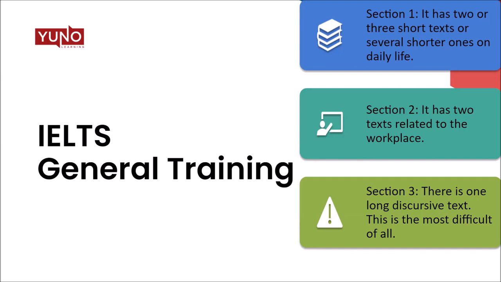In section 3, there is one long discursive text. It's a longer one. This is the most difficult one for the general training students. It can be taken from a novel, from a magazine. So you should be in the habit of reading. Start reading the newspapers, novels. It'll be easier for you to attempt questions based on what you get in section 3.